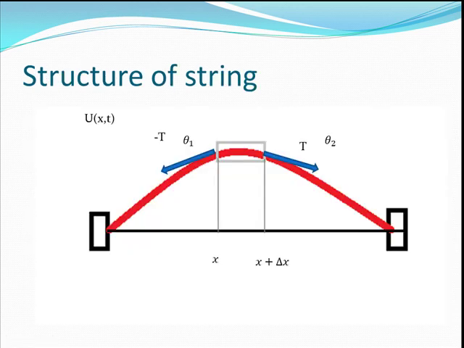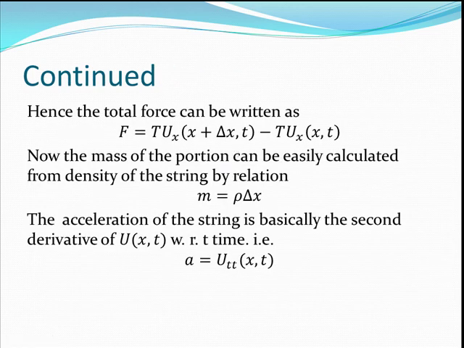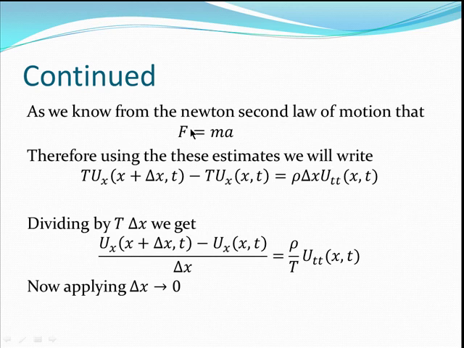Now we can also calculate the mass of this small portion. Density is mass over volume. From that definition, we can calculate mass equals rho multiplied by delta x. We also know what acceleration is. The acceleration is basically the second derivative of u with respect to time, so we note that a, meaning acceleration, is equal to u_tt of (x, t). These are all the ingredients of Newton's second law of motion. Newton's second law of motion states that force is equal to the product of mass and acceleration.